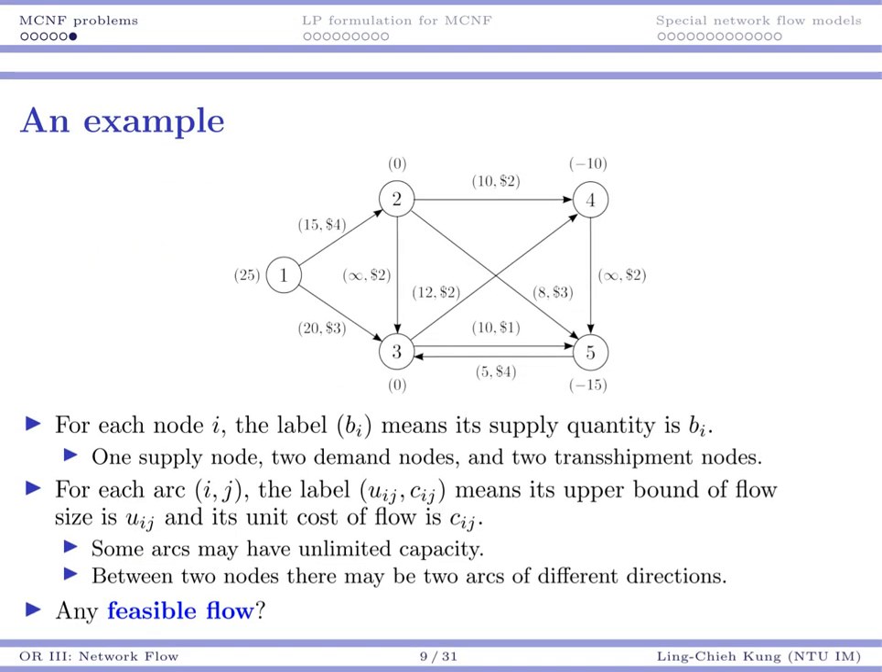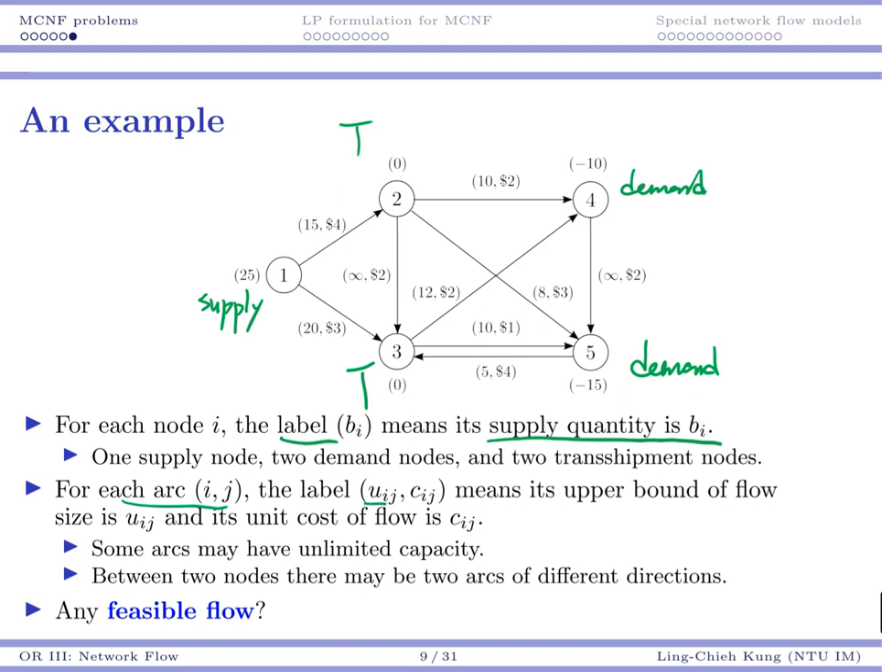So here is an example. In this example, the numbers inside a pair of parentheses are labels for the supply quantity. Very quickly we can see this is a supply node because there are 25 units to go from here. There are two demand nodes, which require 10 and 15 units. We also have transshipment nodes. Transshipment nodes don't require anything and they cannot generate anything.